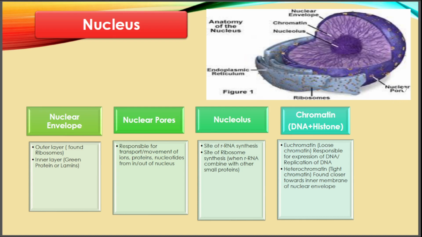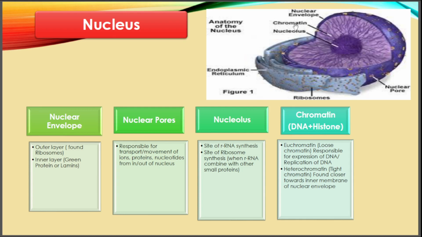Now here there is the nuclear pore, which acts as a transporter, means it is responsible for transporting materials from the cytoplasm to the nucleus and from the nucleus to the cytoplasm. It's mainly transporting ions, proteins and nucleotides. Now here you can see the nucleolus. This is the region where the synthesis of ribosomes takes place, which are responsible for the production of proteins.